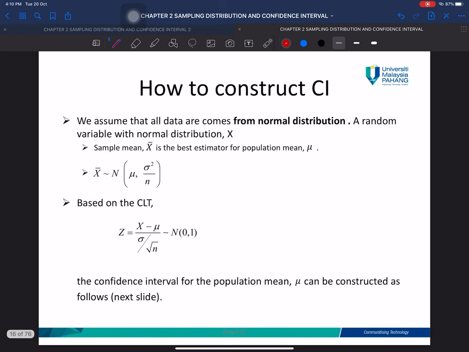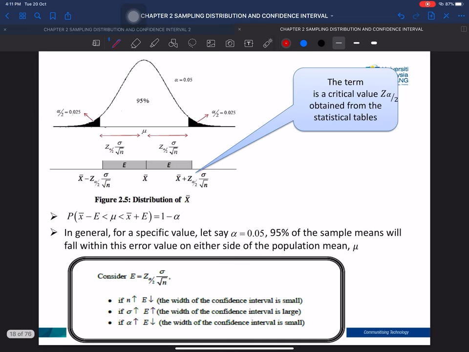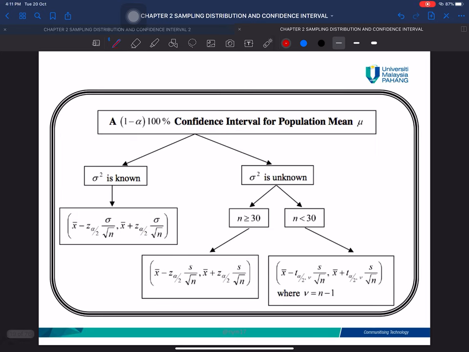So how do we construct the CI, the confidence interval? In general, we actually use the central limit theorem in order to come out with this confidence interval. I don't think that I need to discuss it in detail here, because this one was already discussed in the video for 2.1. We go to the formula.